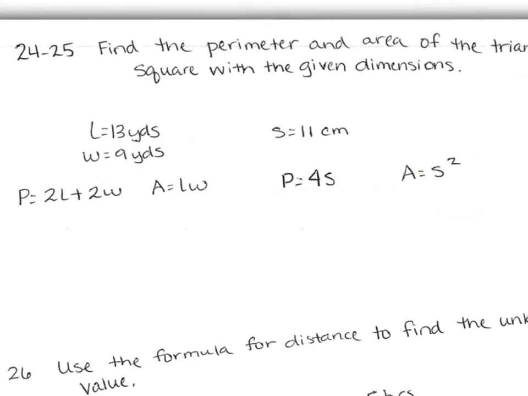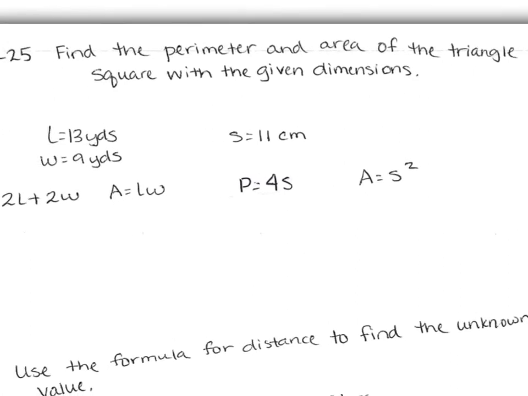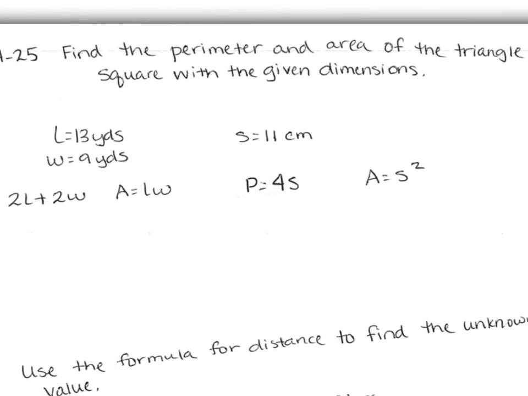Our next set of questions are finding the perimeter and area of the, that should say rectangle or square. You can cross triangle out and put rectangle. With the given dimensions, your formulas are already given. The perimeter of a rectangle is 2 times the length plus 2 times the width.